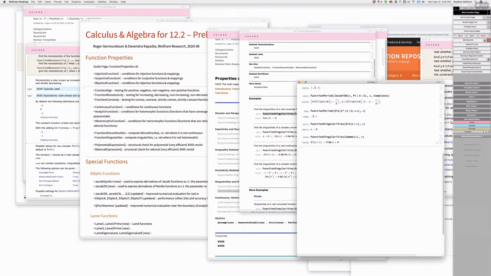What are we going to call it if we have it? Function singularity analysis? I don't know. Because what it would naturally return is an association saying essential singularities arrow blah, that's poles arrow blah. Does that make sense?